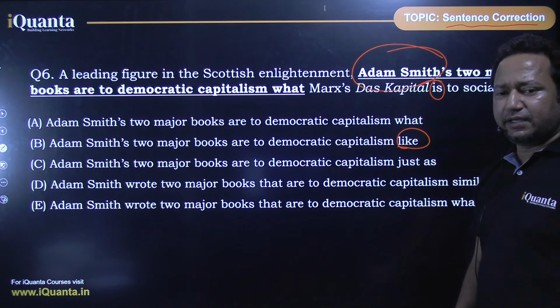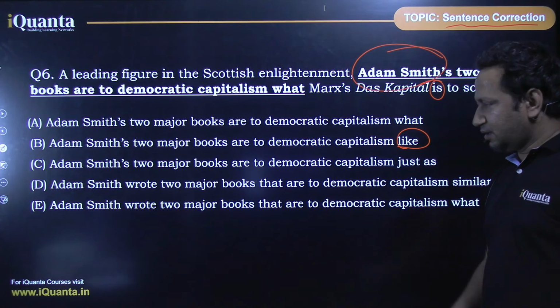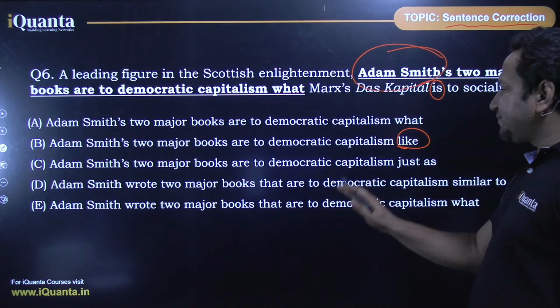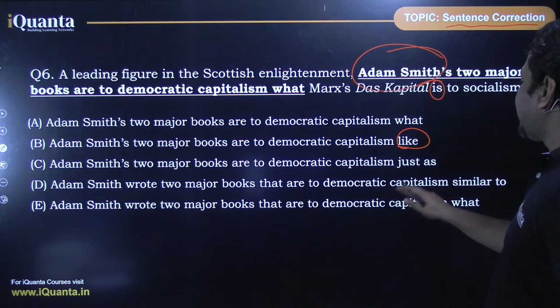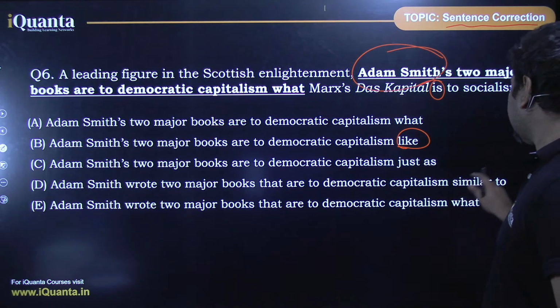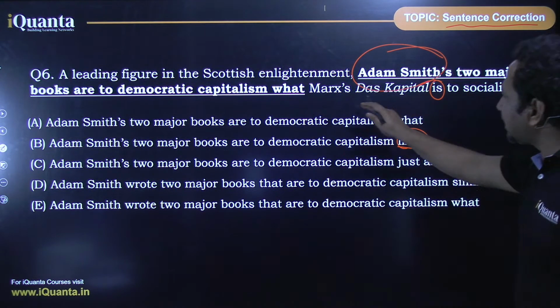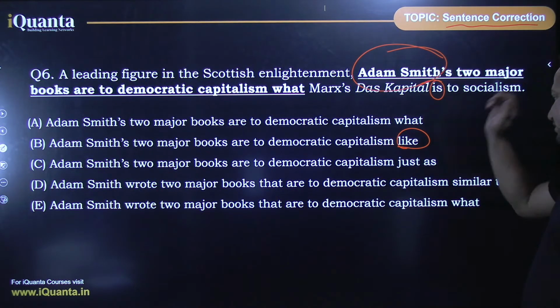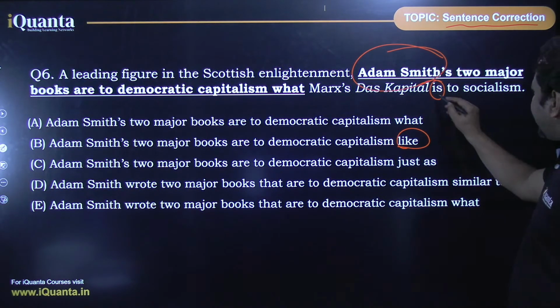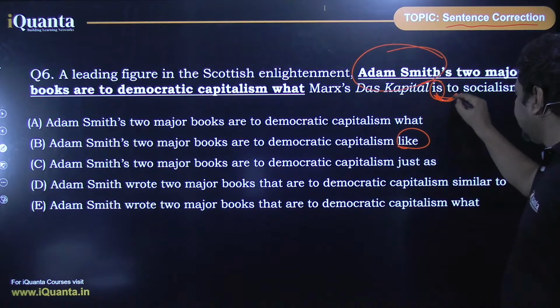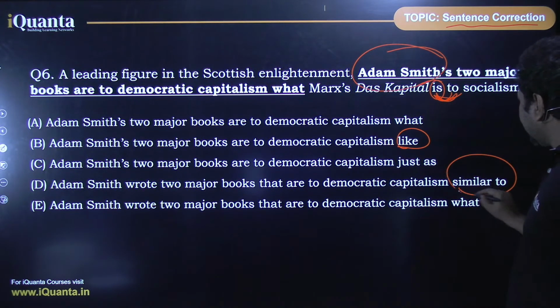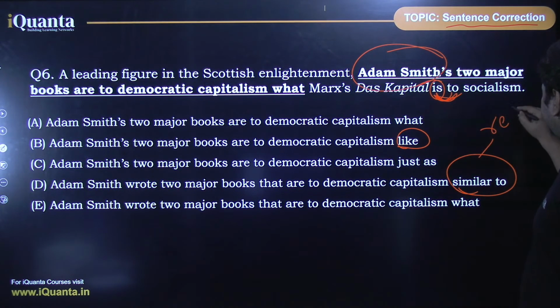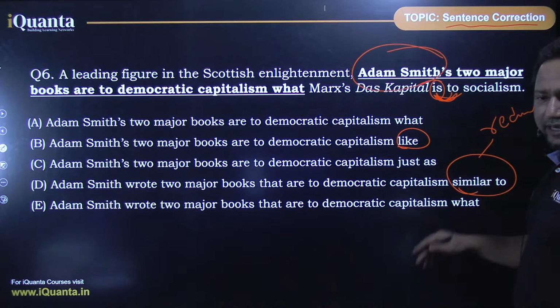Has somebody written C? Let's read D first. Adam Smith wrote two major books that are to democratic capitalism, similar to Marx's Das Kapital is to socialism. See, when we have used "is to" already, "similar to" is redundant. We do not have to use "similar to," right? I think you get it.